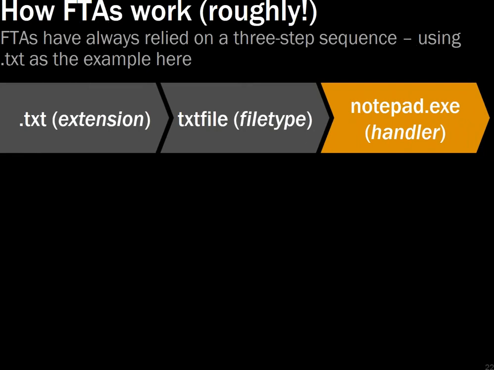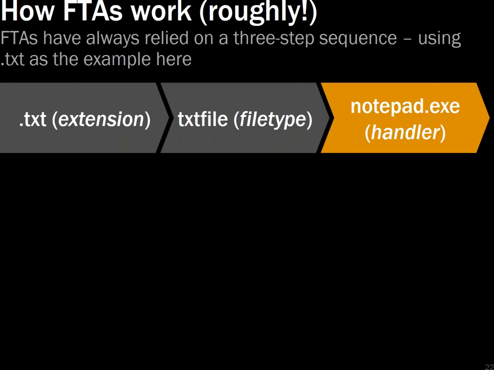They've always relied on almost a three-step sequence. We're using the .txt extension as the example here. So you see we've got this three-tiered relationship. .txt is the extension. Now that maps into what's called the file type. The file type in this case is txt file. And the file type then maps across to various handlers, and the most common handler application for a .txt file is obviously notepad.exe, although you can associate them with many different things.